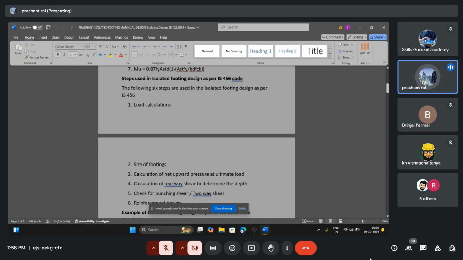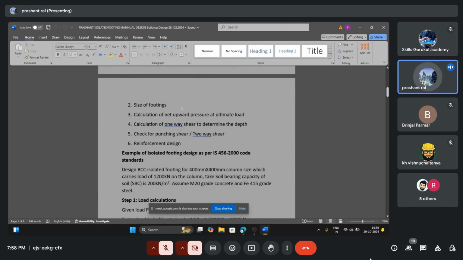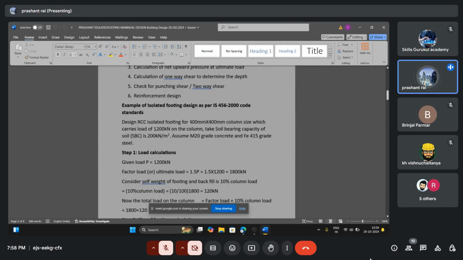The steps used for isolated footing design as per IS 456 code. First is the load calculation. Second is the size of the footing. Third is the calculation of net upward pressure at ultimate load. Fourth is the calculation of one-way shear to determine the depth. Fifth is the punching shear. Punching shear means a point load acting on the particular footing, and two-way shear, and reinforcement design.